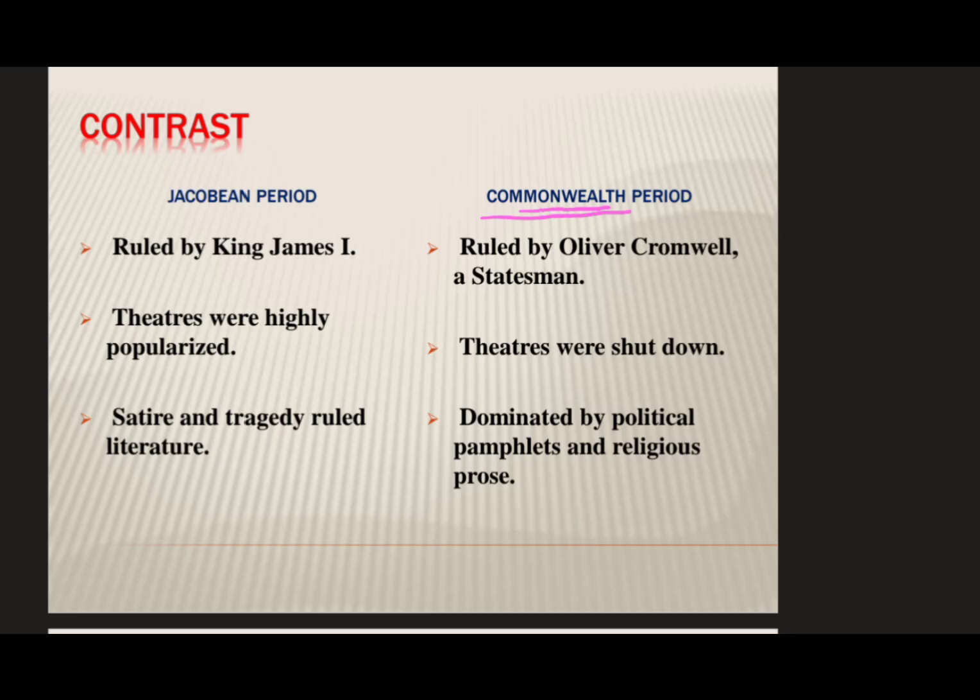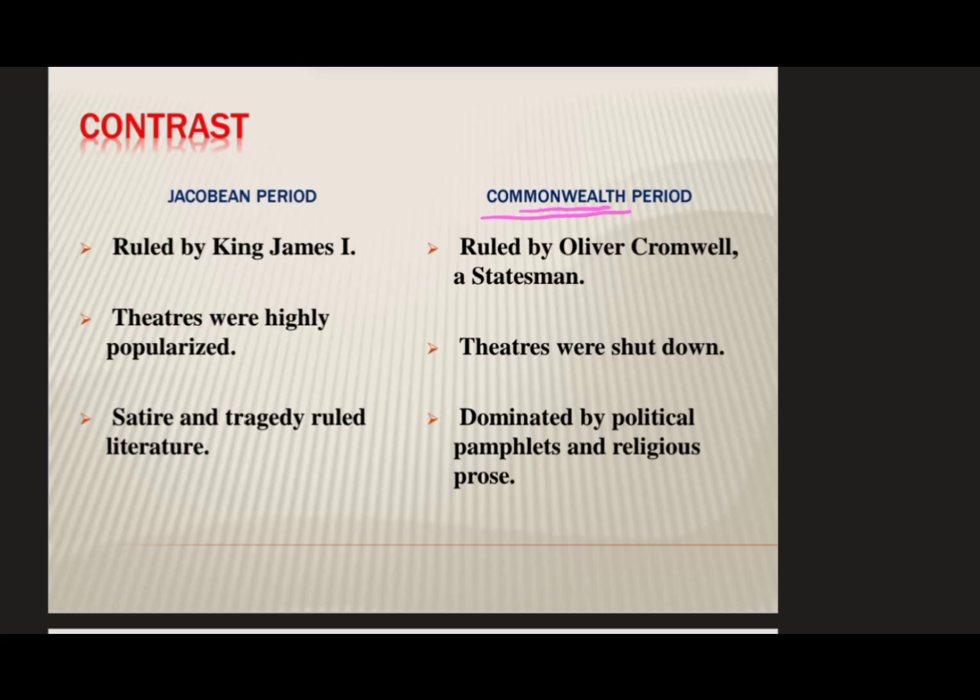The next contrast we see is theatres were highly popularized in Jacobean period. We know that during the Elizabethan period and during the Jacobean period, theatres were highly popularized. But when we come to Commonwealth period, theatres were shut down completely because it was seen as immoral or sinful.